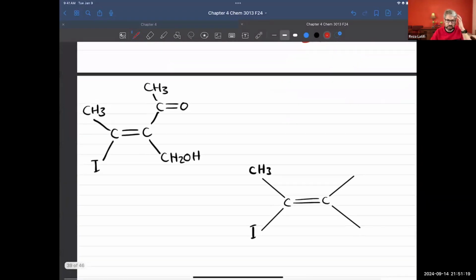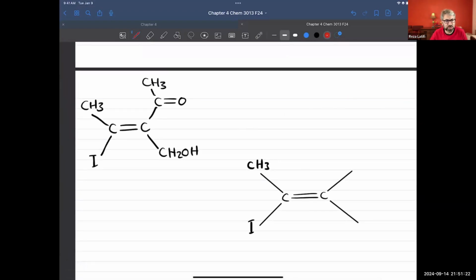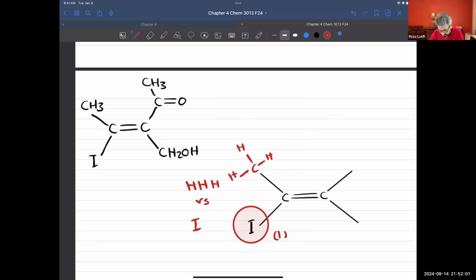Very good. Let's keep practicing more examples. And we have iodine versus methyl. Clearly, iodine is heavier than carbon, so this is going to be the first priority. And remember, this carbon you can write as a carbon that's attached to 3 hydrogens, so you're dealing with H versus iodine, and iodine is heavier than hydrogen, so iodine is going to be the first priority.